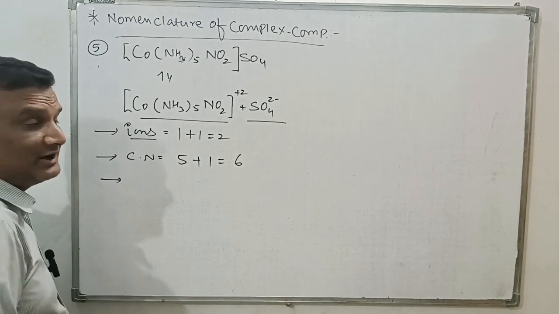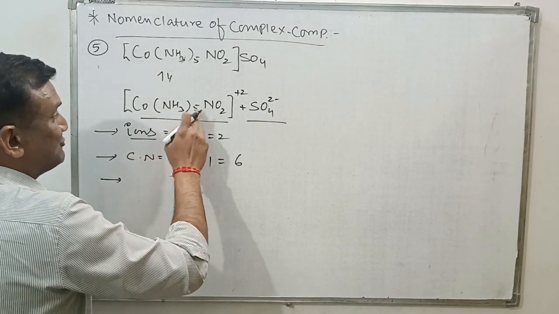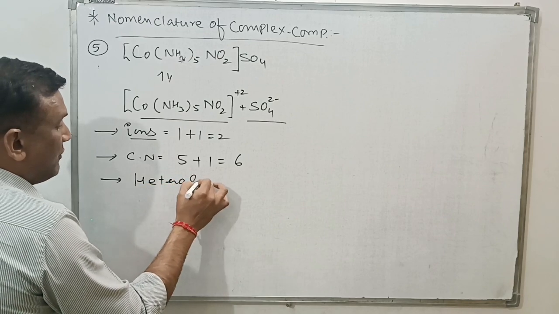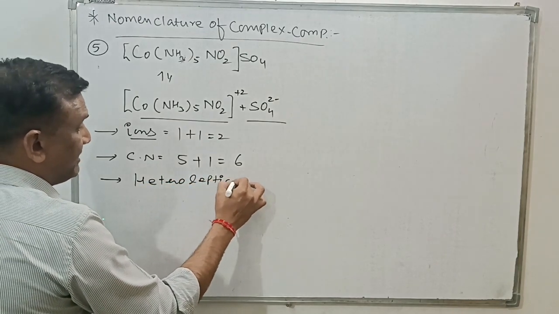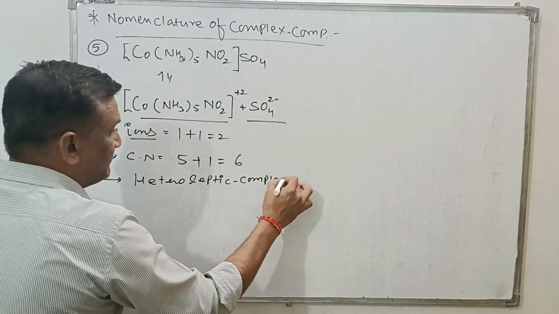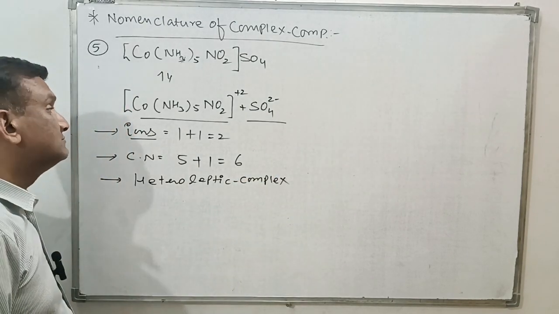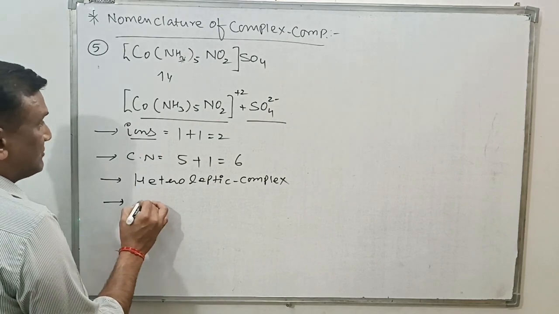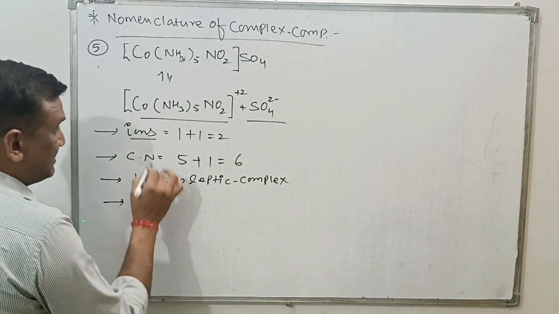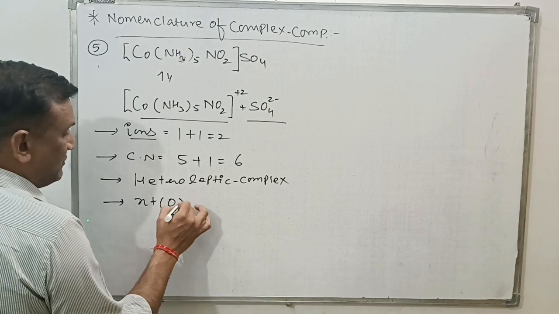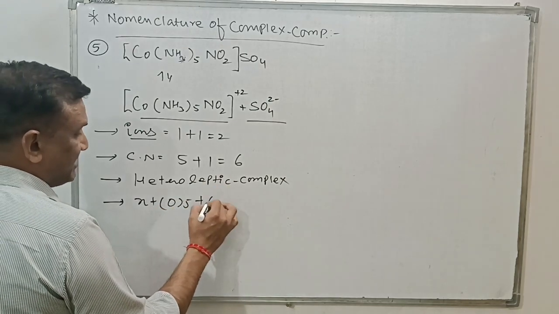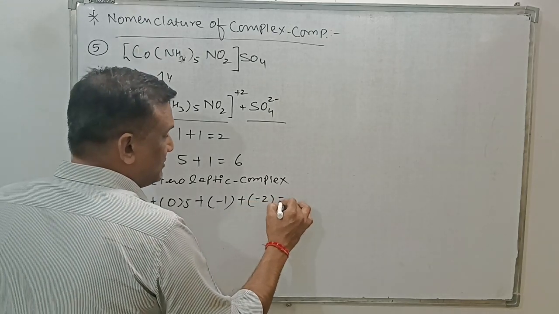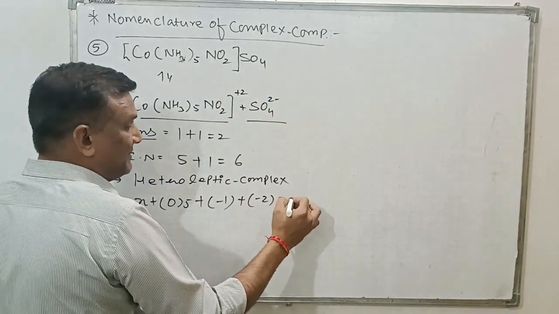Going further, two types of ligands exist, so it will be a heteroleptic complex compound. Now it's time to discuss the oxidation number. Co will be x, NH3 is 0 to the power 5, NO2 is minus 1, SO4 is minus 2. The net charge on the complex is 0.